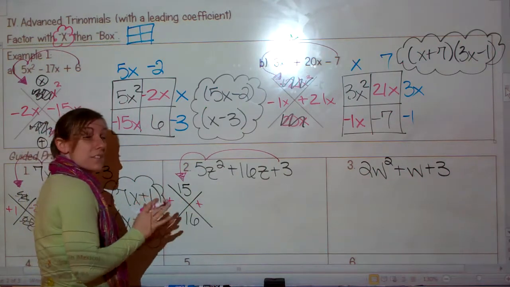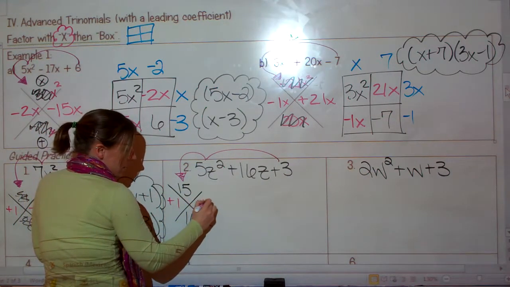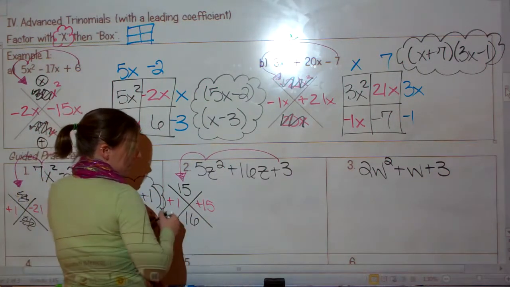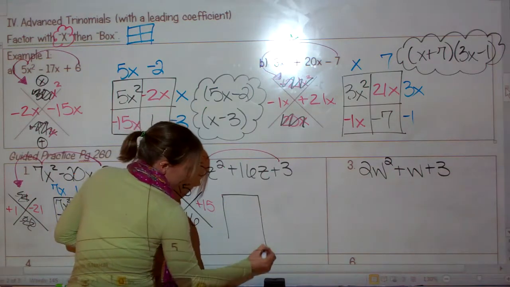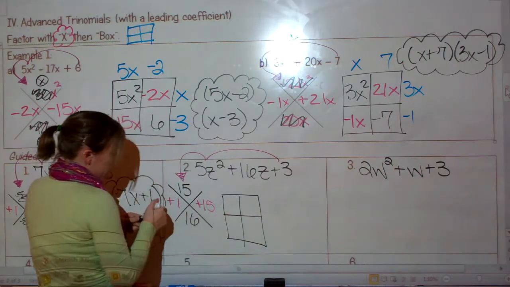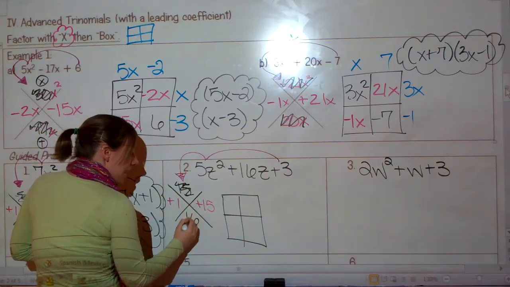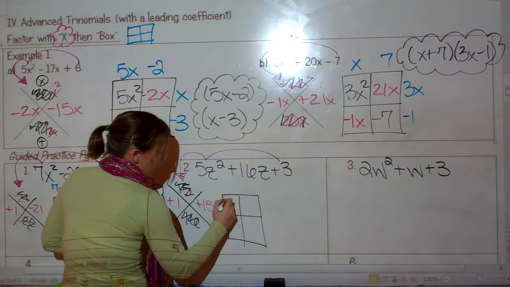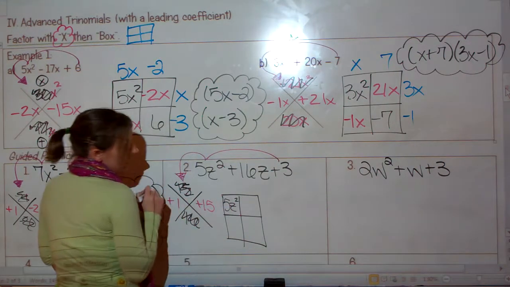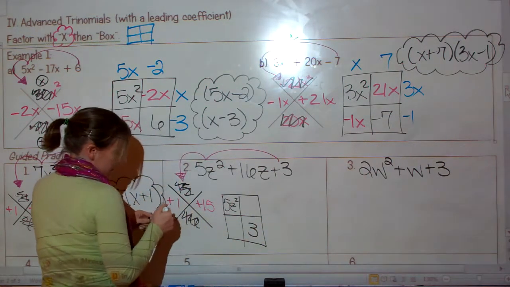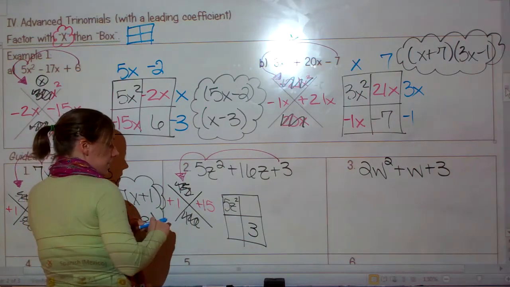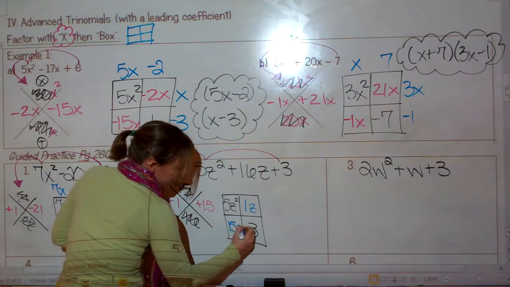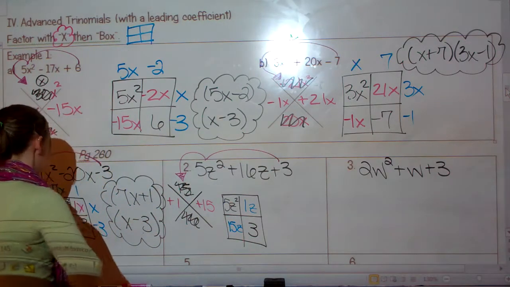Okay, they're both positive. This one's easier than you think because it's 1 and 15. Don't ever forget about the ones. So it's 1 and 15. So those are going to go into our box. Don't forget, do not use these. Use our first and our last. So 5z squared and a 3. And then we're going to throw these in. And we're going to include the variable with it. So 15z and 1z. And then we'll get our GCF from there.